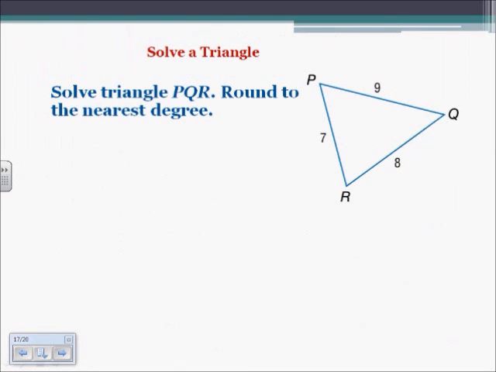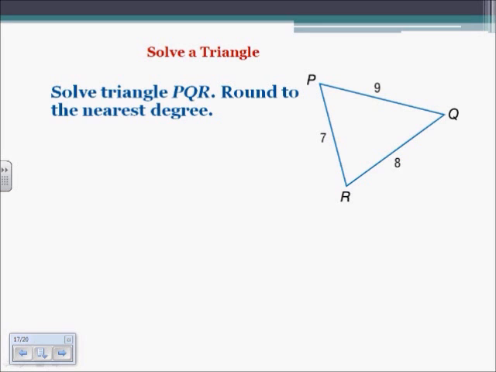All right, here's our last question that we have. It's going to be a couple slides. It says solve triangle PQR, rounding to the nearest degree. So solving was the same type of idea we had with the right triangles in trig from the other day. We need all three sides and all three angles. And there's definitely a pattern that we have to follow to solve for all of these.